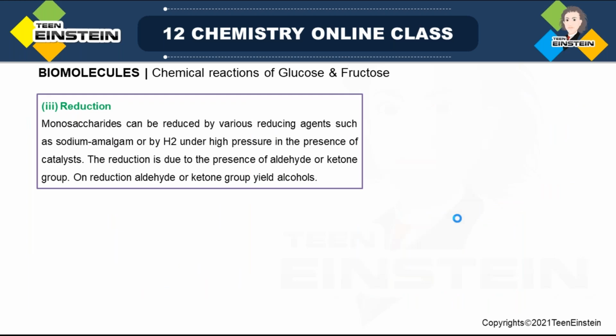We can also do reduction. We have to use some reducing agent, and as reducing agent you can take sodium amalgam or you can take hydrogen under high pressure, but a catalyst is required. Now this reduction is because of the aldehyde or ketone group, depending on whether you have taken glucose or fructose. And obviously in both cases, whether it is aldehyde or ketone, you will get alcohol because now you are reducing it. When it is aldehyde, it will be primary alcohol. When it is ketone, it will be secondary alcohol.